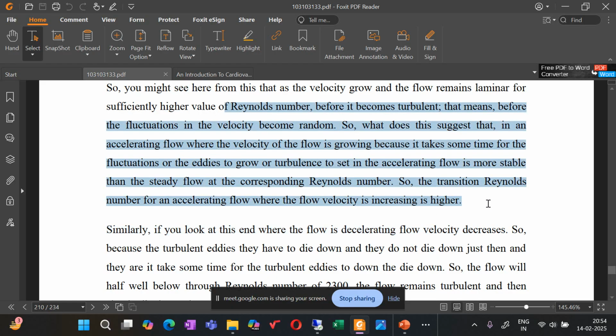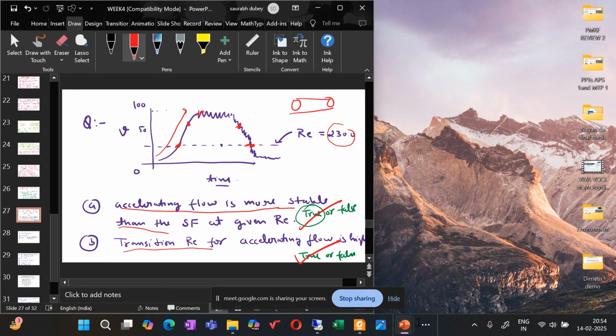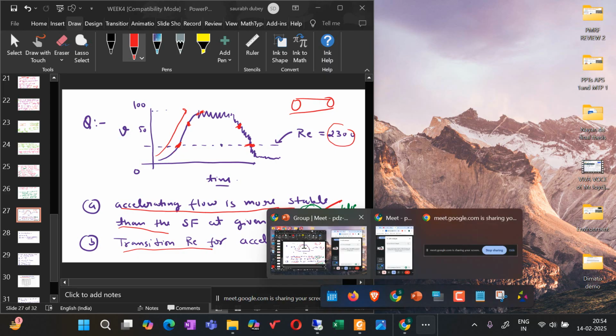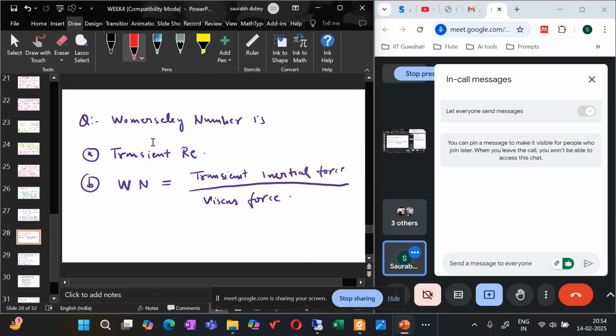So let me just put it here. So this was the question. The next problem is the Vomersley number. This is a very easy question. Which of the following is true? A or B? Vomersley number is A, B. Please attempt.